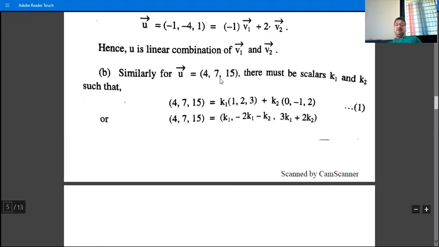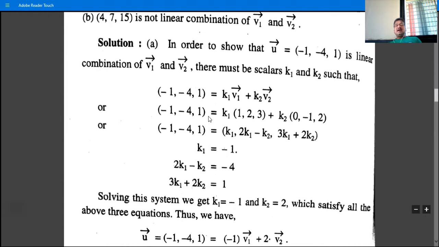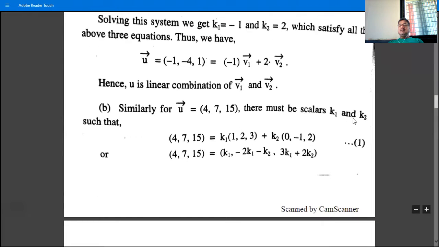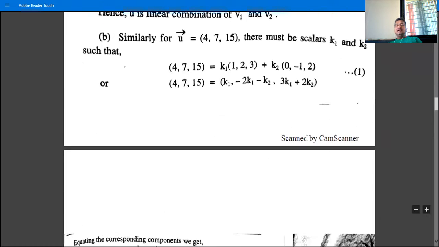In the second problem, we denote (4, 7, 15) as U bar, and now we have to show U bar is not a linear combination of V1 and V2. We will try to express U bar as a linear combination of V1 and V2. Let K1 and K2 be scalars such that U bar equals K1 V1 plus K2 V2. Substitute U bar as (4, 7, 15), V1 as (1, 2, 3), and V2 as (0, -1, 2). Then apply scalar multiplication and addition of vectors, and compare the LHS and RHS.